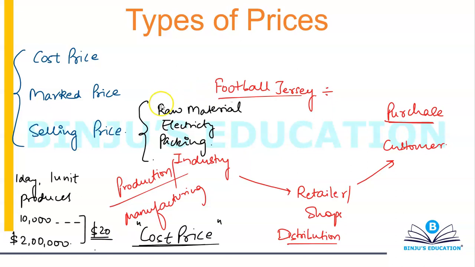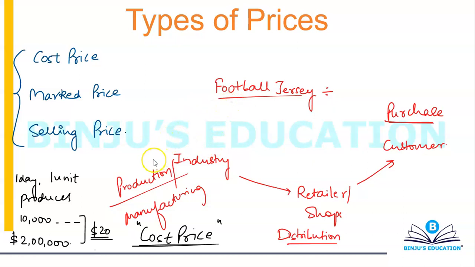Now, once an industry produces something, they ship that to the retailer, so that the retailer can sell it to the customer. Now, when you ship something from your industry to the retailer or to the shop, there is a transportation cost that is incurred. Apart from the transportation cost, you always want to earn some profit. So there's a transportation cost. You also want to earn the profit.